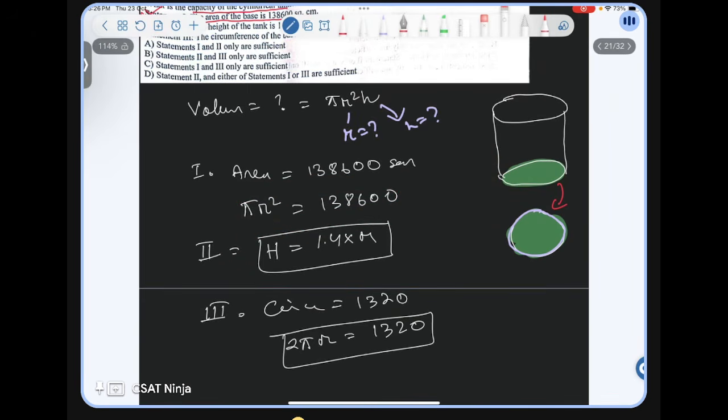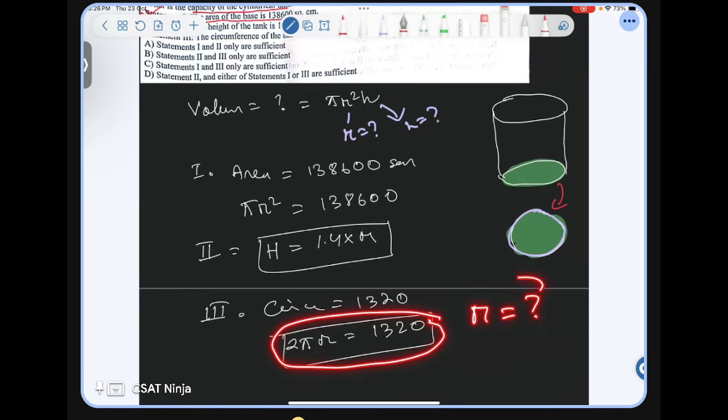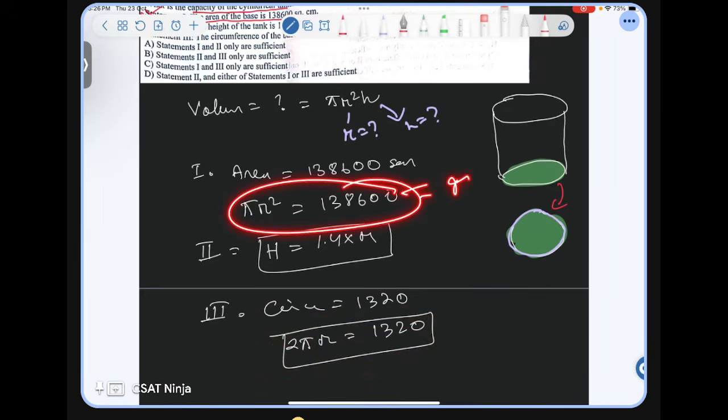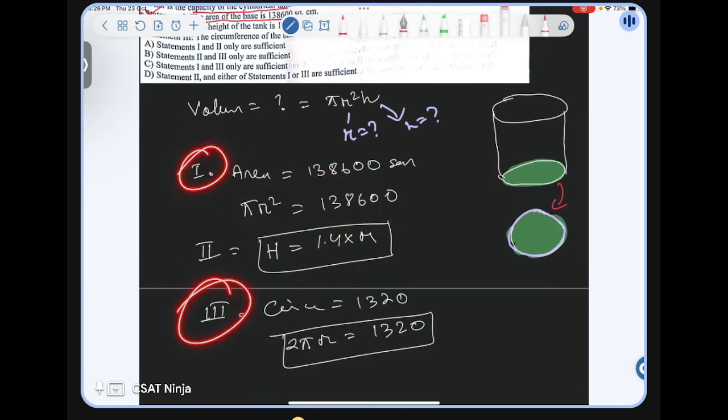Same thing, using equation number 3, you can get the r value here, because you just have only one unknown. You know the value of π, 22 by 7. So you don't know the r value, but if you solve this one, you will get the r value. If you solve statement number 1 also, you will get the r value. That means you just need either this one or this one. You don't need both statements, but you need either statement number 1 or statement number 3.